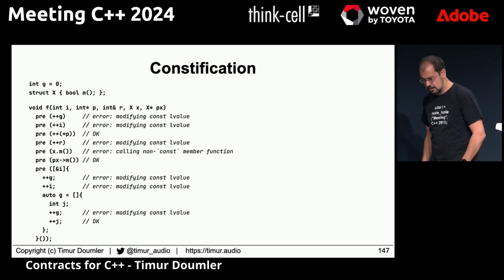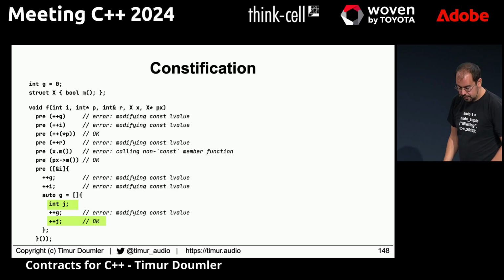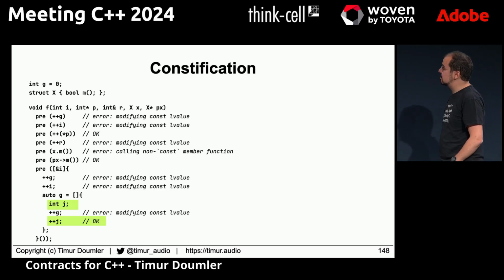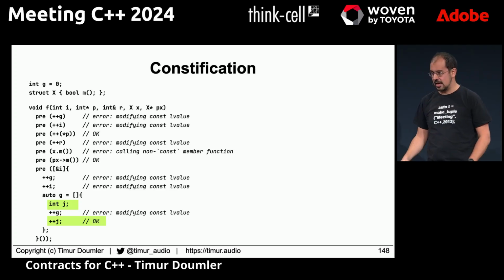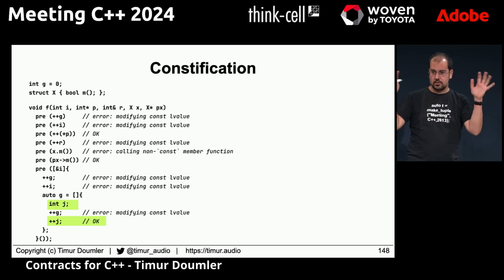There are 2 exceptions. If you have a variable that is declared inside the contract, then you can modify that one because that one will never leave the cone of evaluation of the predicate.